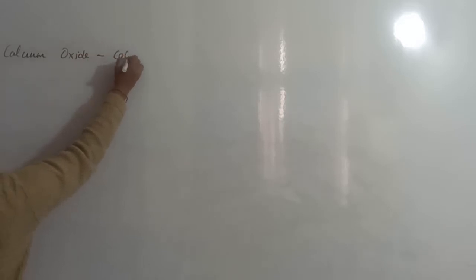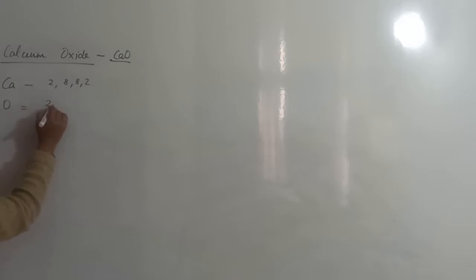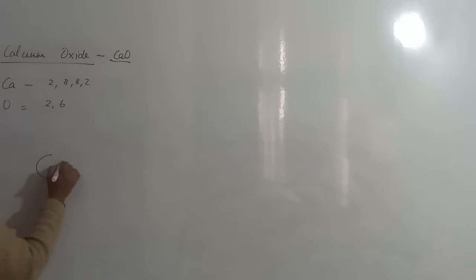Calcium oxide, that is CaO. So you people very well know calcium has atomic number 20, electronic configuration 2, 8, 8, 2. Oxygen has atomic number 8, 2, 6. Now we are going to show the formation of calcium oxide. For that we will first draw the Ca atom.